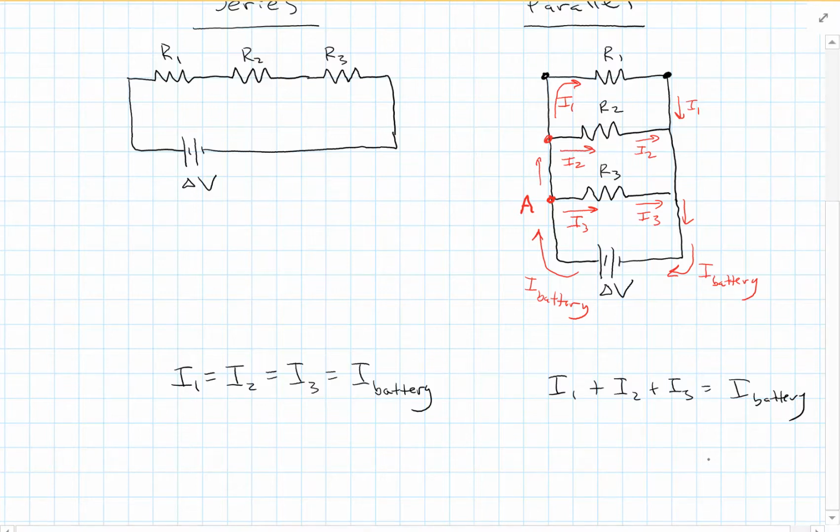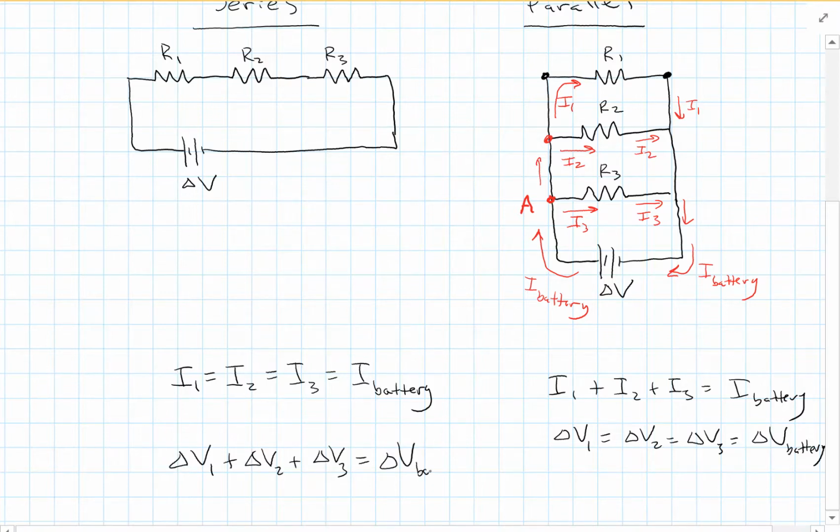Now let's take a look at the potential differences across each of these resistors. In the case of a parallel circuit, it's pretty straightforward. The potential difference across 1 and 2 and 3 are all the same and equal to the potential difference across the battery. In the series circuit, the potential differences add up. The potential difference across 1 plus 2 plus 3 add up to be the total potential difference across the battery.